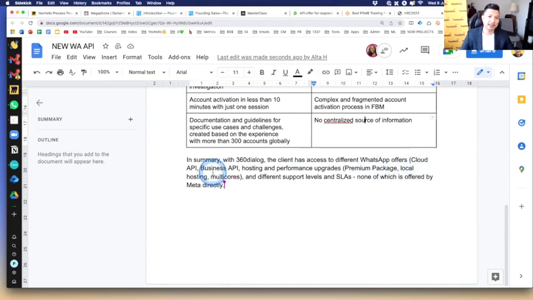You have the Cloud API, Business API, hosting, everything's handled for you, performance upgrades, and you have a dashboard and all those things. But if you want to purchase the Cloud API directly from Meta, you don't have all that. So that means you still have to find a platform to show all your past messages, to do broadcasting, to do all those things. You still need a platform to use together with the API, because an API is just like a communication tool between apps, right? So that's it. I think yes, none of which is offered by Meta directly. So that's it.